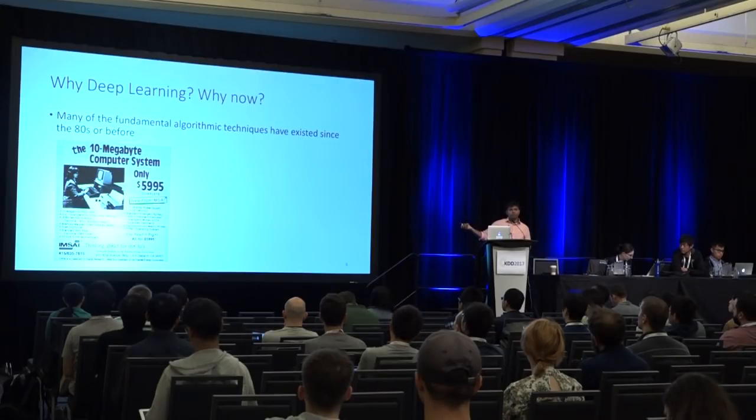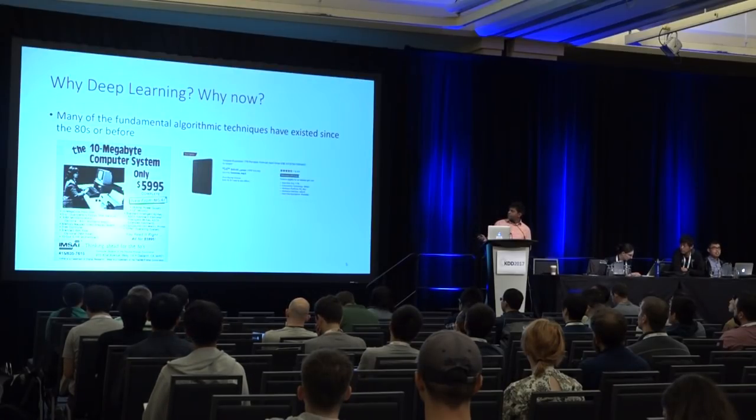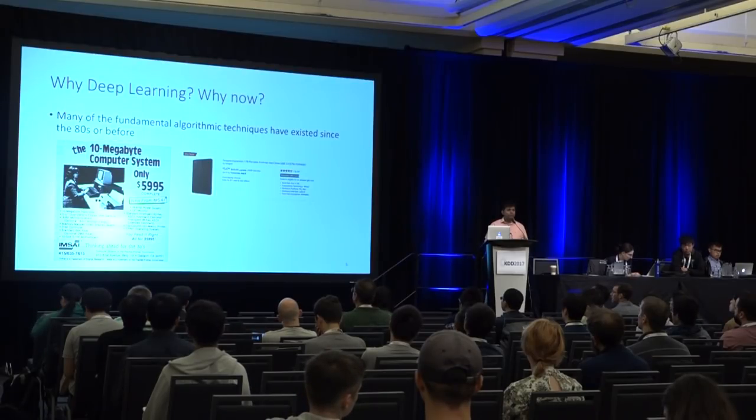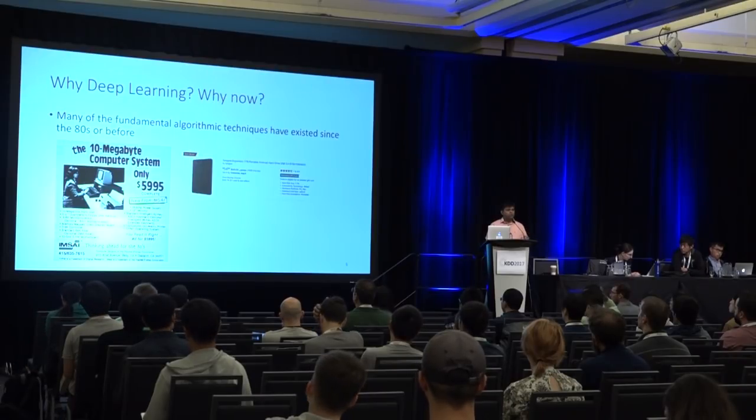This is actually an advertisement from the 80s. You can see that a 10 megabyte computer costs $6,000. And on the right side is a terabyte drive right now, which is $54. So essentially, the cost of memory and CPU has crashed over time, making computation more and more democratic.